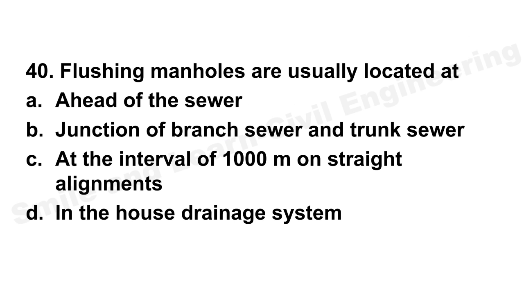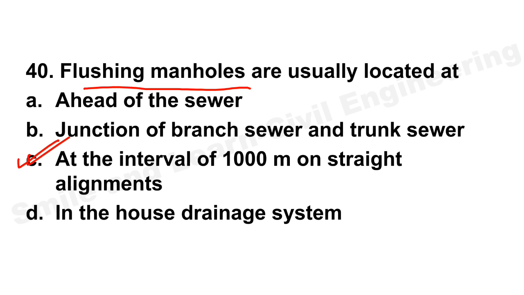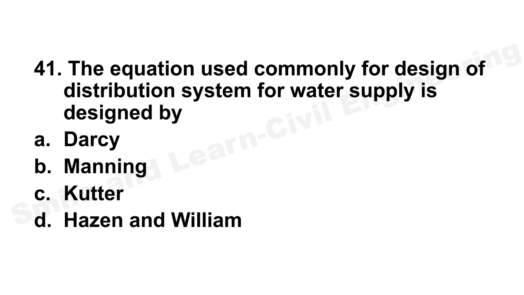Question number 40. Flushing manholes are usually located at. See, flushing manholes are given just for inspection. So according to me, option C will be the correct answer: 1 kilometer, after every 1 kilometer. Okay, let's move on to question number 41.